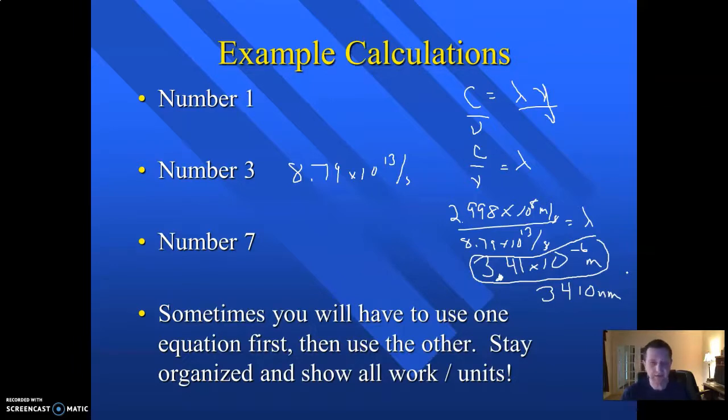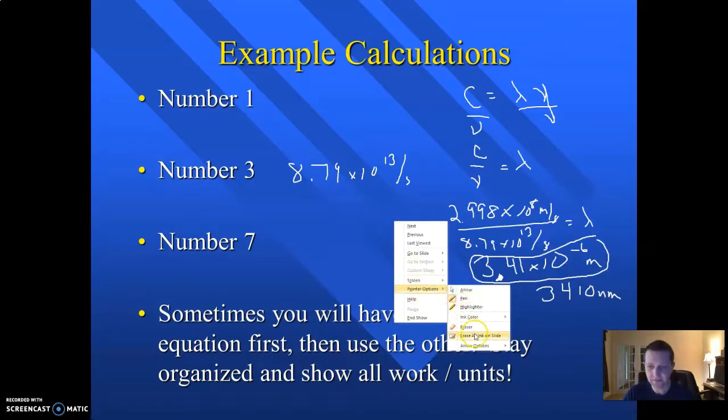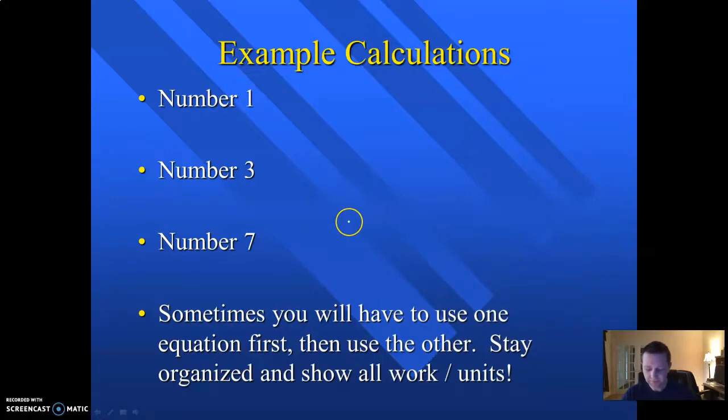Number 7 is similar to that. Let's clear this. Okay, so last chance to write that down. Erase all. Okay, there we go. Number 7, it says, what's the frequency of a wave with an energy of 1.12 times 10 to the negative 16th joules? So we're going to use our energy equation. E equals Planck's constant times frequency.